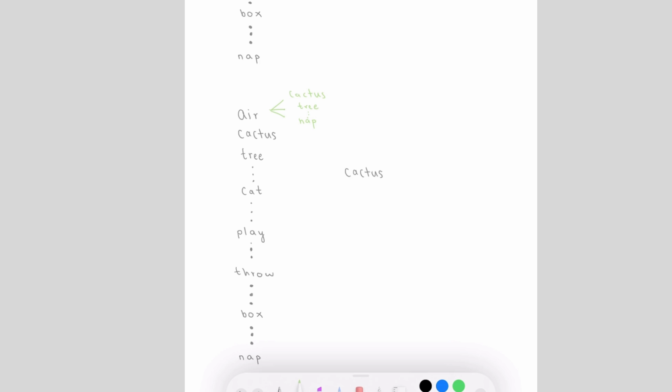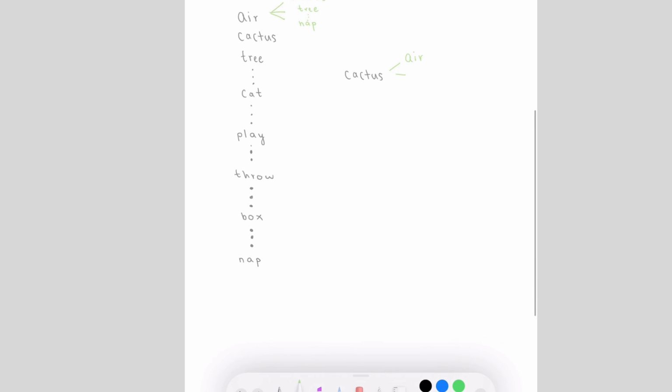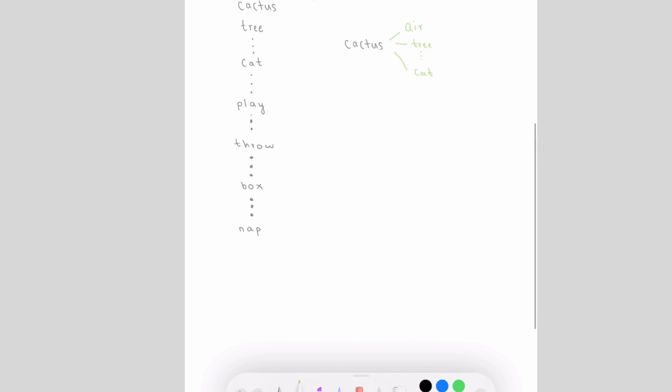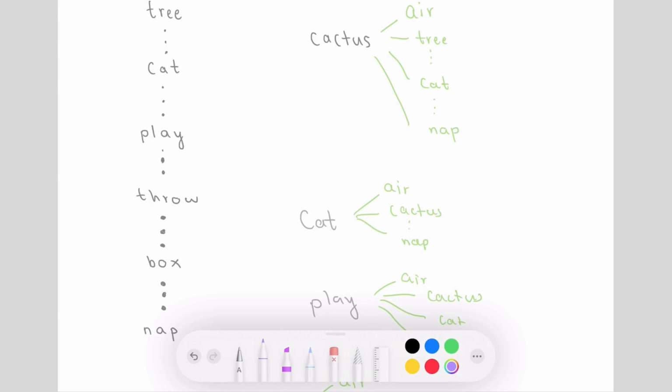So the cactus will pair up with air, tree, cat, and so on all the way to the nap. Let's say cat and box are the most relevant words.